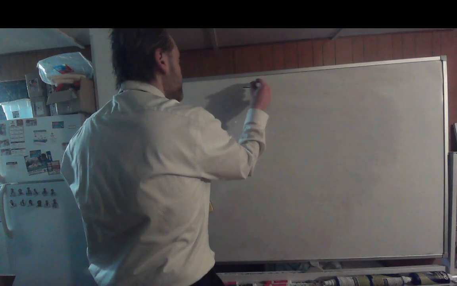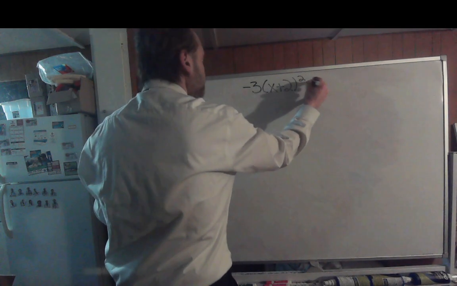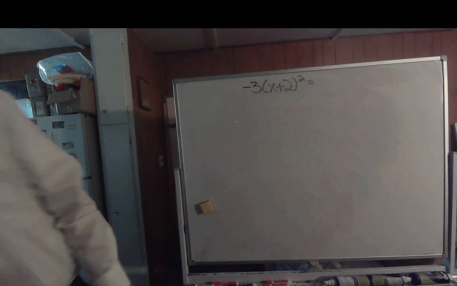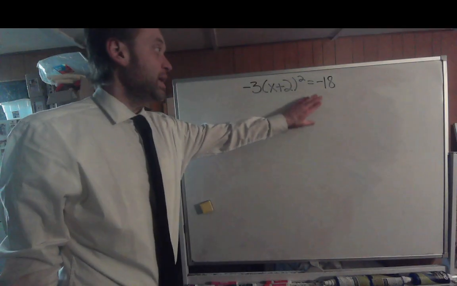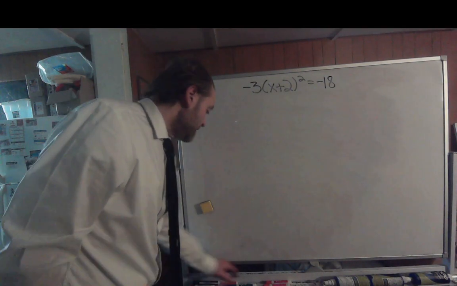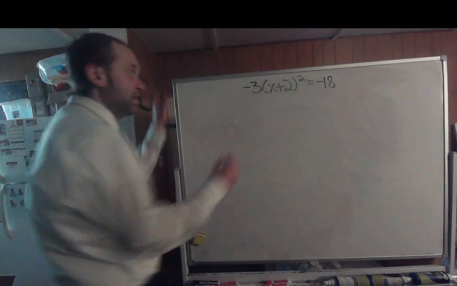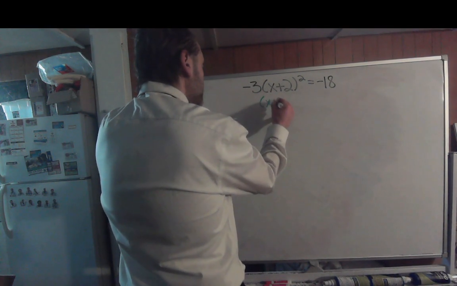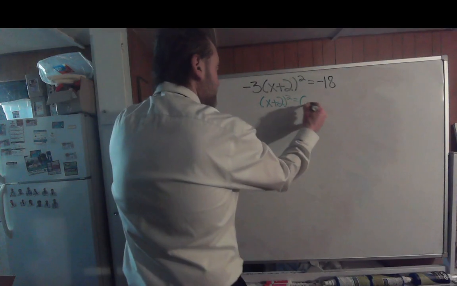All right, next. We have negative 3 times the quantity of x plus 2 raised to the second power is equal to negative 18. So negative 3 times the quantity of x plus 2 to the second power equals negative 18. Well, definitely get that x plus 2 to the second power by itself, so go ahead and divide both sides by negative 3. You'll end up getting x plus 2 to the second power is equal to positive 6.